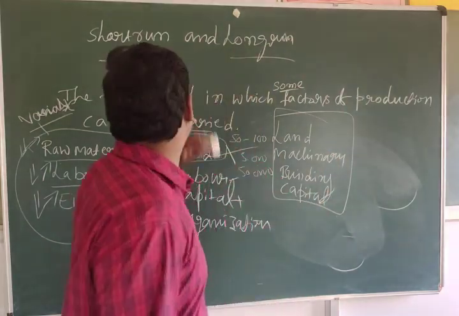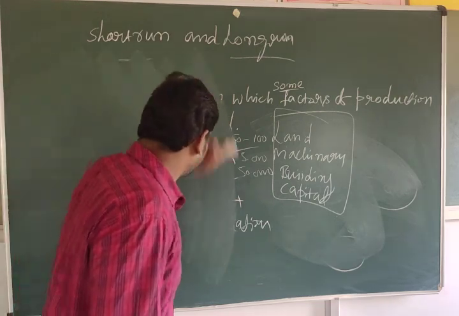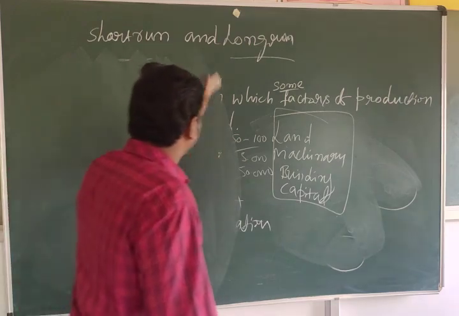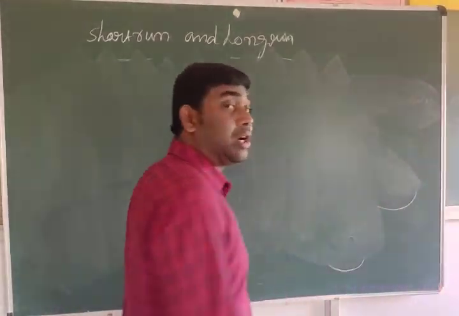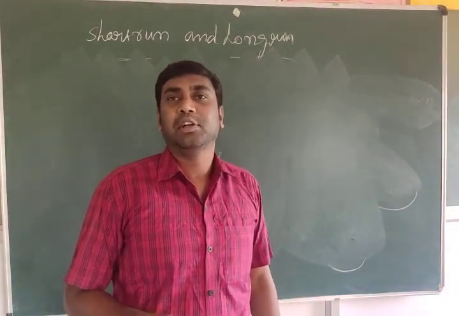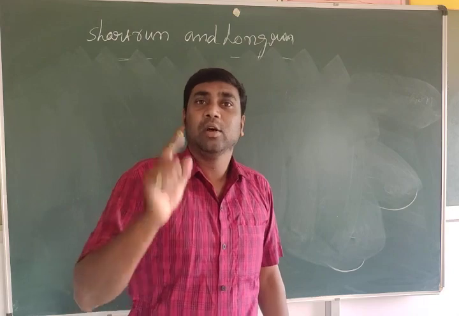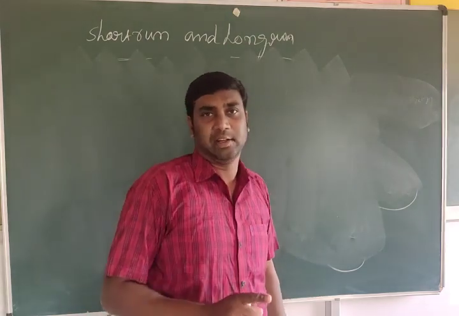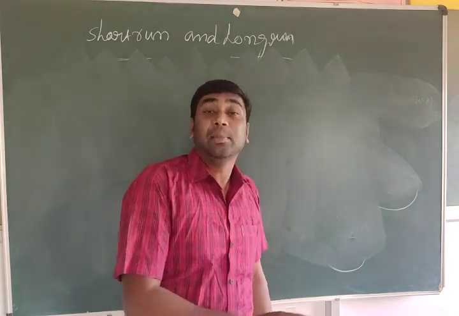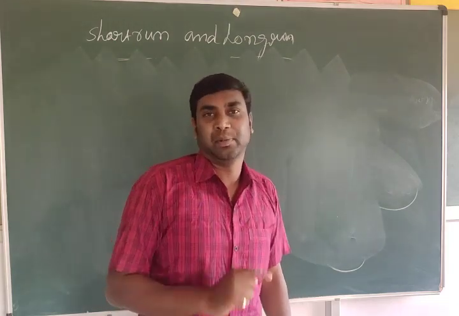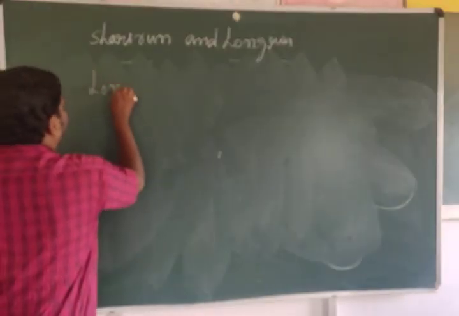Next is the long run. Don't forget, in the short run, we cannot change all the factors of production. We can change only a few factors, and the remaining are all fixed factors. In the short run, we can see both variable factors and fixed factors. Land, capital, building and machinery are all fixed factors. Only labor, raw material and electricity are variable factors. Next is the long run.